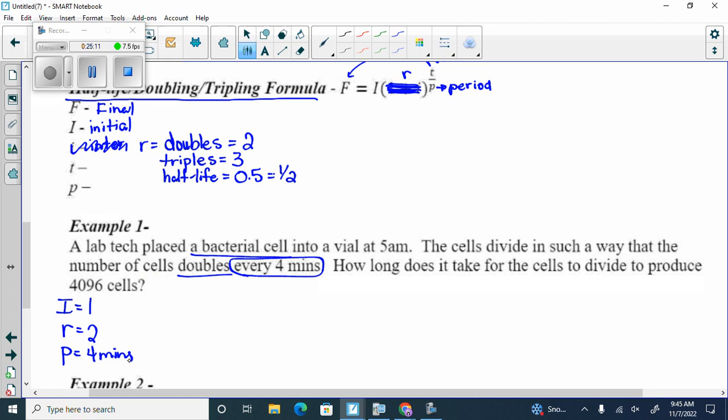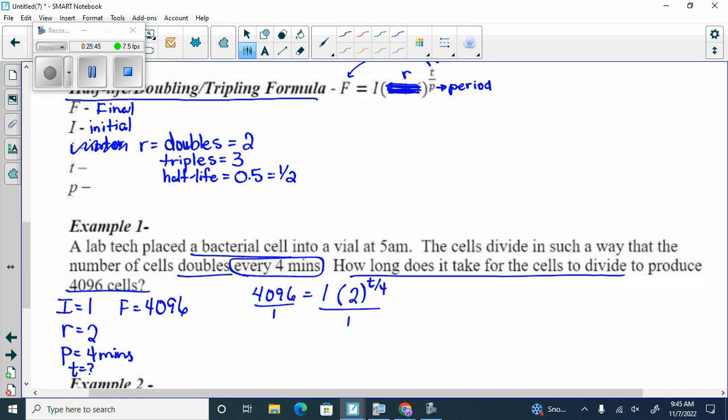How long does it take for the cells to divide to produce 4,096 cells? So it gives me a final. What is it looking for? So let's fill it in. We get 4,096 equals my initial, which is 1, bracket 2 to the t over 4. And what I tell you the first step should be always: divide the initial over if you have a final and an initial, which does nothing in this case but improving the one.